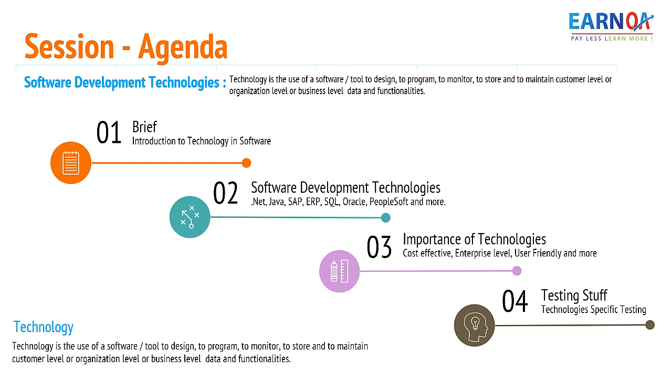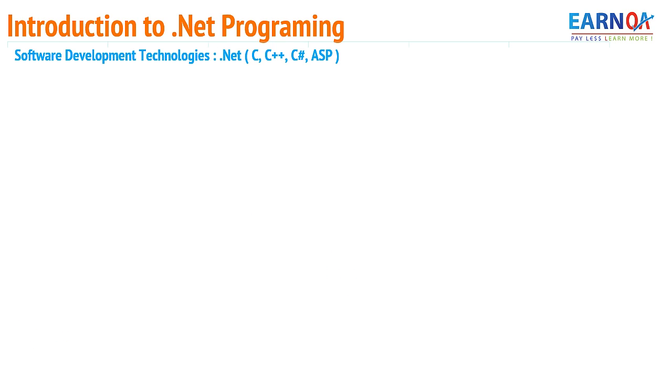The first one that we look at is the .NET. So the .NET is not just one. .NET is the combination of 22 platforms in it, 22 different tools in it. The major tools that we know are C, C++, C#, ASP, web services, so many things. And .NET belongs to the Microsoft family.